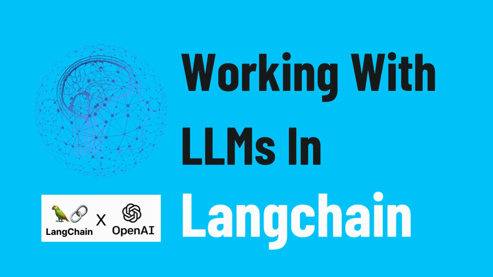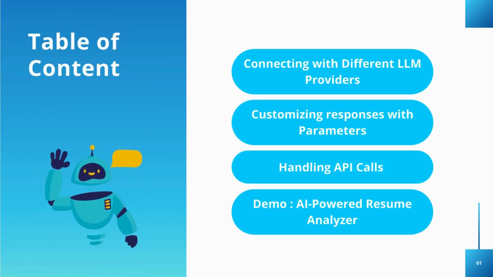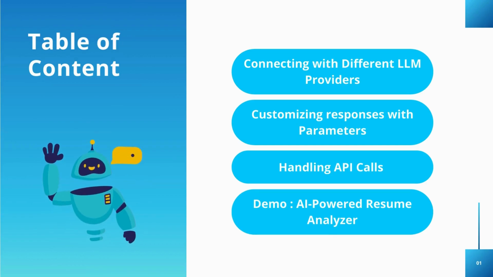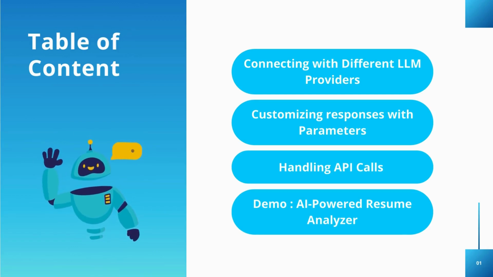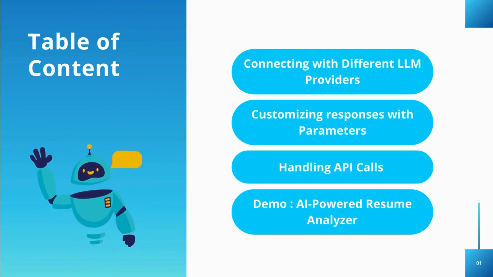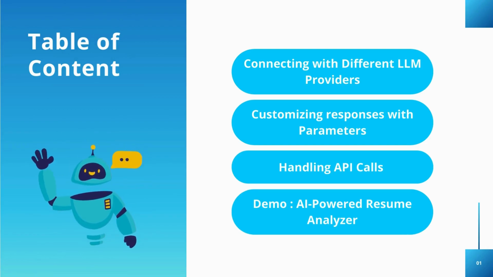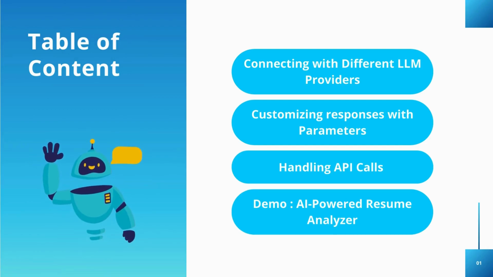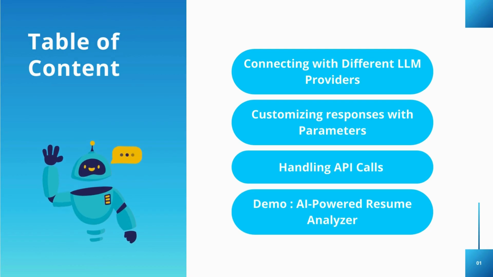Here is what we will cover in this module: how to connect different LLM providers like OpenAI, Hugging Face, and Anthropic, how to control LLM behavior using parameters like temperature, max tokens, and stop sequences, how to make API calls more efficient, reliable, and scalable. And finally, we will build a real world project, an AI powered resume analyzer that extracts key insights and evaluates a candidate's suitability for a role.